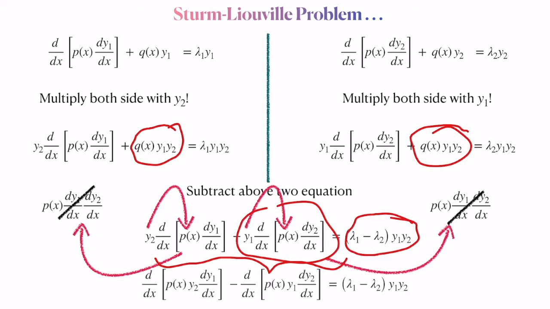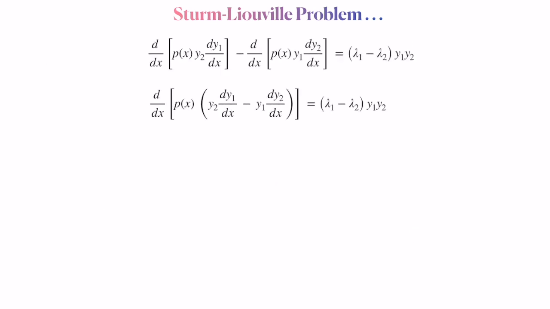Now since we are subtracting these two, the extra term that was added gets subtracted out and we are left with a much simpler term, that is d by dx of p into y2 into y1 prime minus d by dx of p y1 into y2 prime. On the other side, we have lambda 1 minus lambda 2 into y1 y2. Again, we can combine these two terms and write it as d by dx of p into y2 into dy1 by dx minus y1 into dy2 by dx is equal to lambda 1 minus lambda 2 into y1 y2.